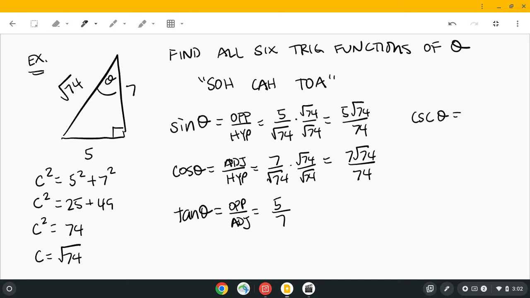Cosecant theta will be the reciprocal, so it's going to be square root 74 over 5. I'm using the unrationalized answer here. Secant theta will be, again using the unrationalized answer, square root 74 over 7. And cotangent theta will be 7 over 5.